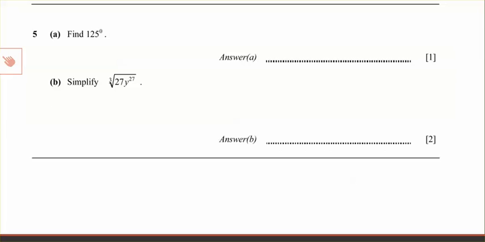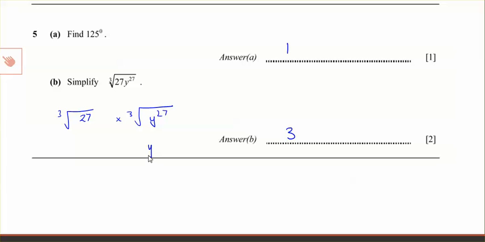Okay, again, problems with part B on this one. But 125 to the power of 0, we all know that's 1. That was easy. Right, again, surds. It is a multiply, so we can break this up into the cube root of 27 times the cube root of y to the power of 27. Now, the cube root of 27 is 3. That's fine. How do I deal with this?